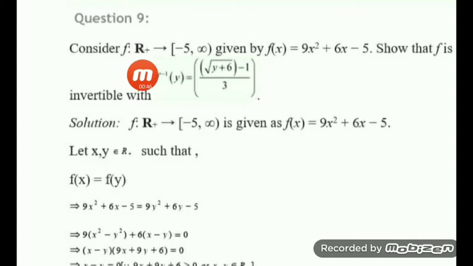f is a function from the positive real numbers. It goes to the closed-open interval [-5, infinity). That means all the numbers which are greater than or equal to minus 5. The function is given by f(x) = 9x square plus 6x minus 5.